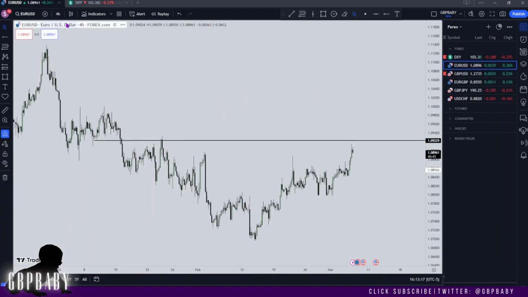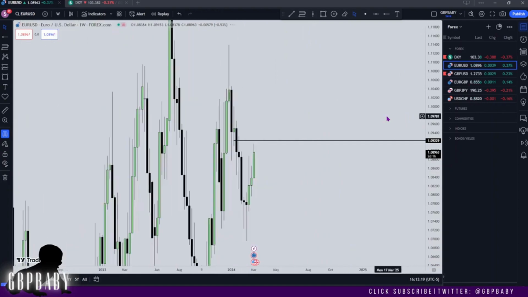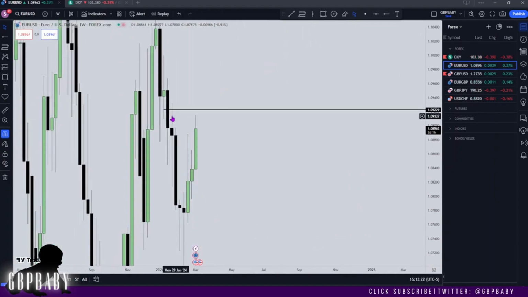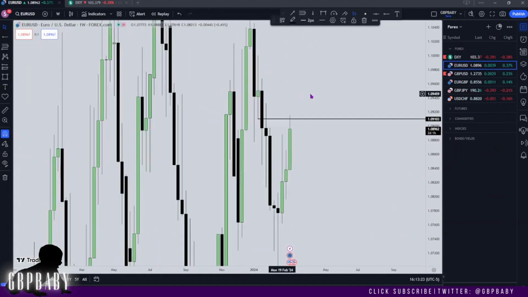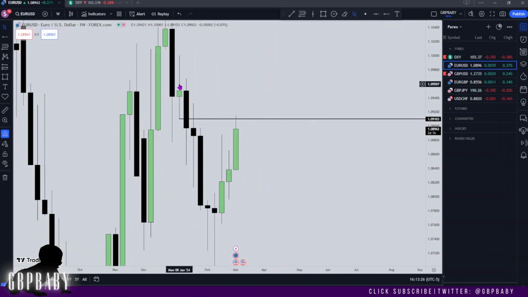Now euro is a little bit more clean. We can start on the weekly on euro, and you'll see that on the weekly we have traded up into a bearish order block. This is the bearish order block in the weekly. I brought our attention to this, I believe, in my weekly review on Sunday.